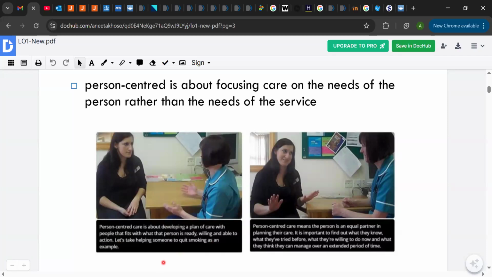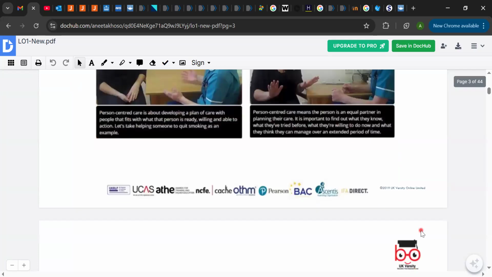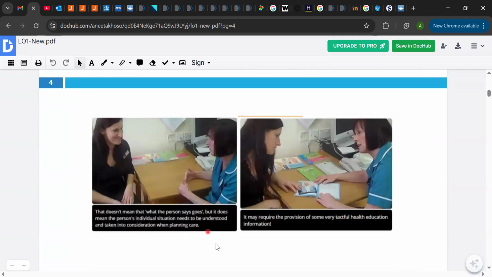Let's take the example of someone who wants to quit smoking. Person-centered care will mean that the person is an equal partner in their planning. When you make the person an equal partner, it encourages them, it makes them feel accountable for their actions, and this will help you a lot in your practice, where you are not doing everything. You are leading, and the patient is also in the lead position to help that change happen. This does not mean that what the person says goes. This does not mean that everything that the patient wants will happen, but it does mean that the person's individual situation and their needs are understood and taken into consideration whenever you're planning a care process with them.